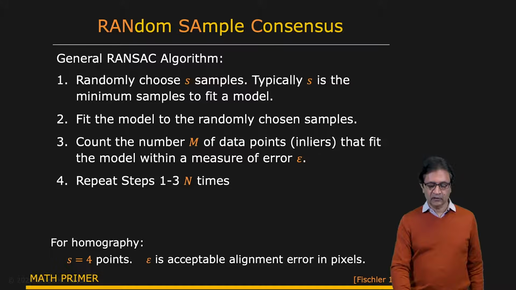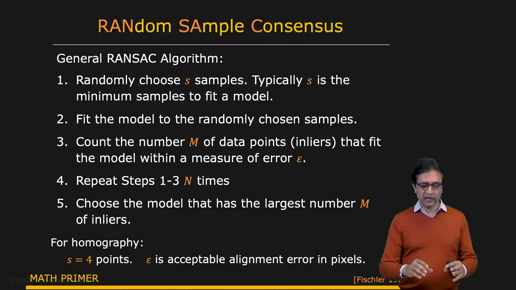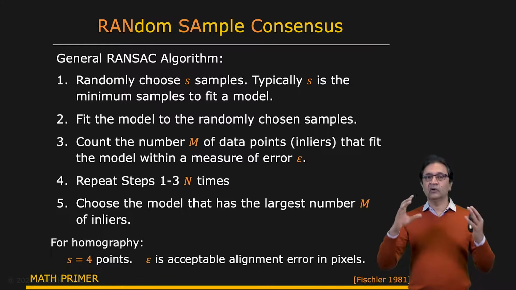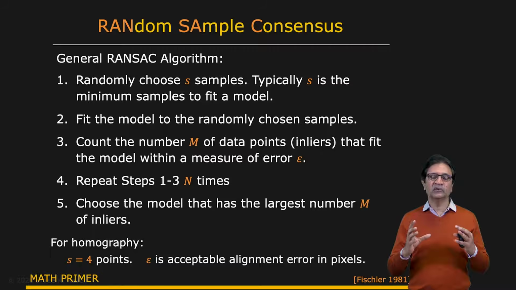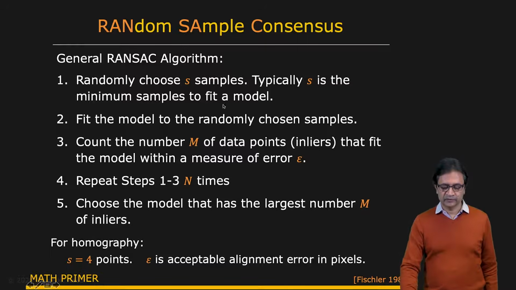And then finally, you choose the model, in our case a homography, that has the largest number of inliers. And that's it. Now you can do one more step after this, which can be added to the algorithm, which is once you've found these inliers, you can go back and recompute your model, in our case a homography, using all the inliers so that it is a more refined model than the one that you computed using just these minimum number of random samples.